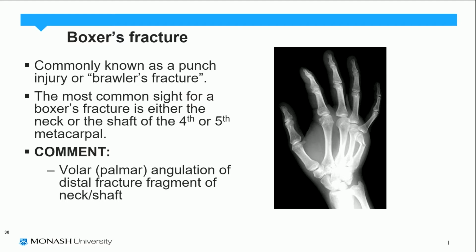Boxer's fractures are commonly known as a punch injury or a brawler's fracture. The most common area for a boxer's fracture is either the neck or the shaft of the fourth or fifth metacarpal. On this image here, we have a volar or palmar angulation of the distal fracture fragment of the neck or the shaft.